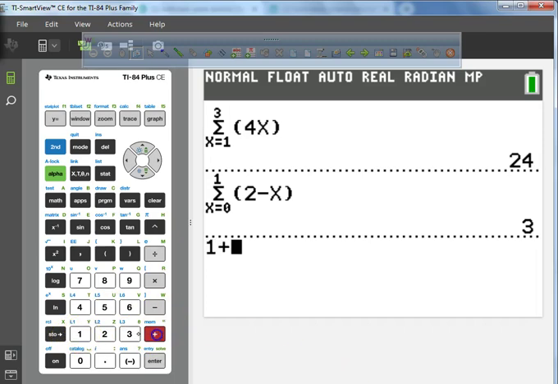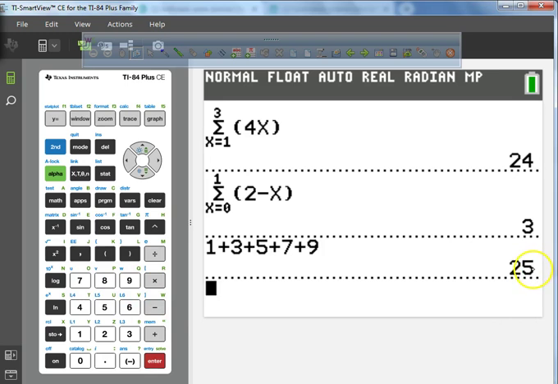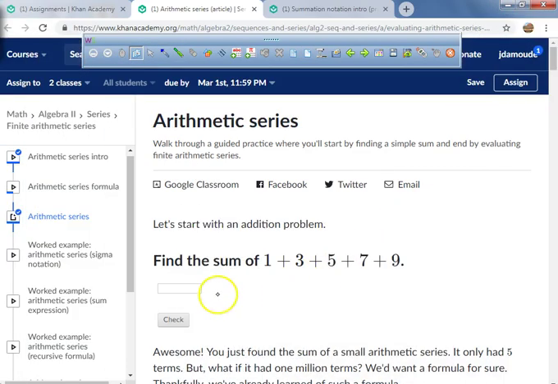You can just do what? 1 plus 3 plus 5 plus 7 plus 9. You can also do that in your head. All right, so what do you get? You get a total of 25. So what's the sum of all of those together? That's just the sum of 25.